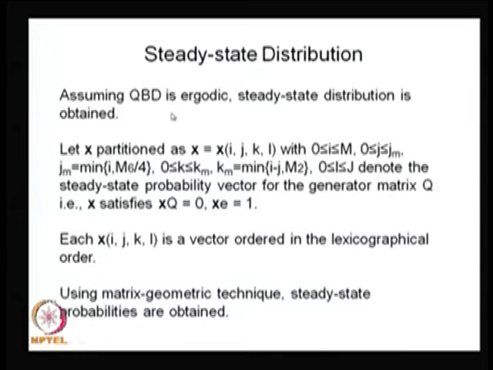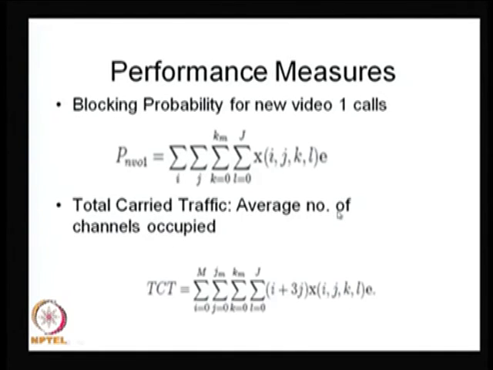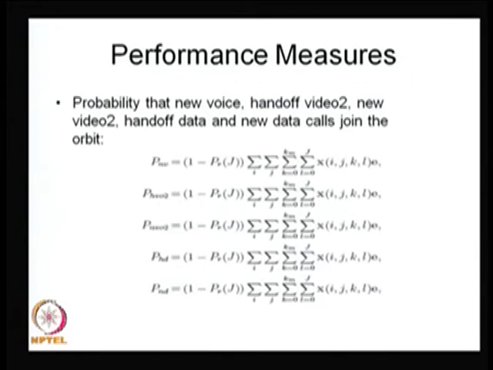Since it is a QBD, you can use the matrix geometric technique, which is a well known technique for QBD. We can use that and get the steady state probabilities. Once you know the steady state probabilities, you can get the blocking and the dropping probabilities. Since we have 3 types of calls, we can analyze the blocking and dropping probabilities for the various traffic types, and we are also discussing the retrial and orbit and so on.